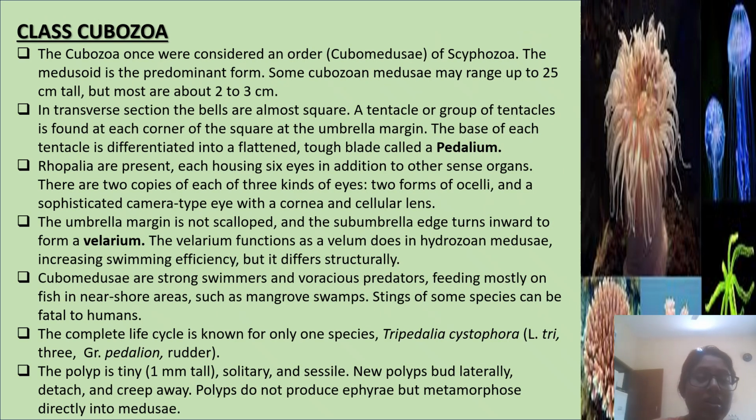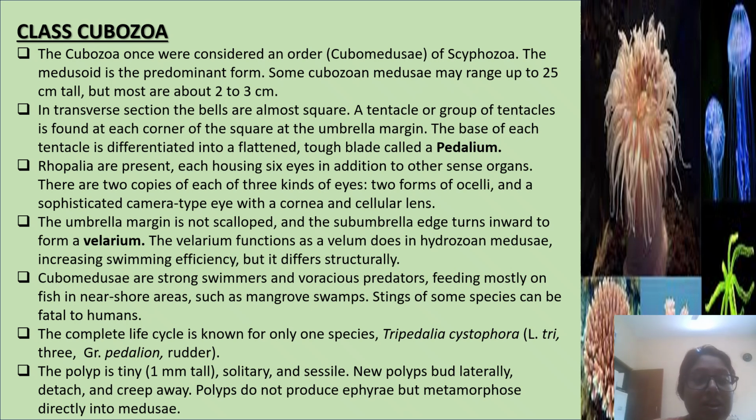Next, class Cubozoa. Class Cubozoa were once considered as the order Cubomedusae of Scyphozoa. The medusoid is the predominant form. Cubozoan medusae may range up to 25 centimeters tall, but most are about 2 to 3 centimeters. In transverse section, the bells are almost square. A tentacle or group of tentacles is found at each corner of the square at the umbrella margin. The base of each tentacle is differentiated into a flattened tough blade called a pedalium. What is a pedalium? It is an important question for 2 marks.